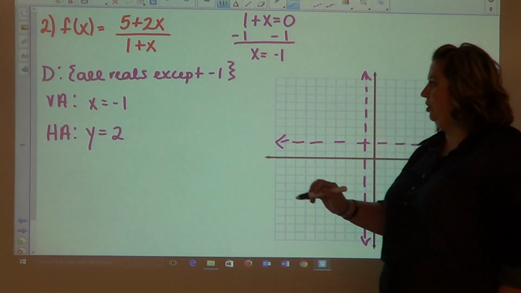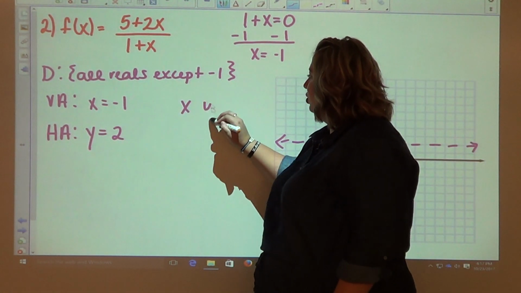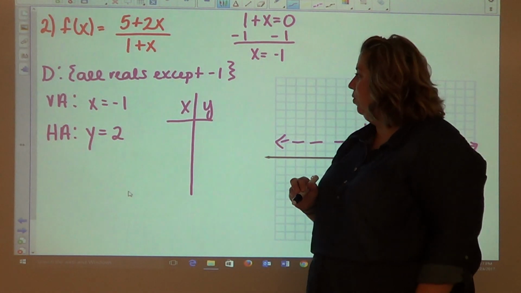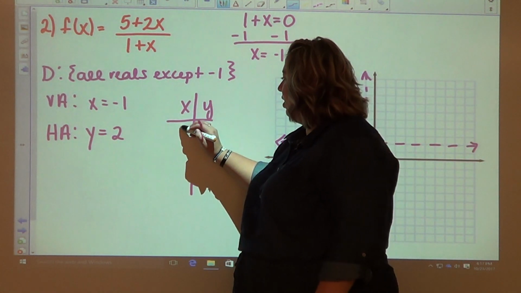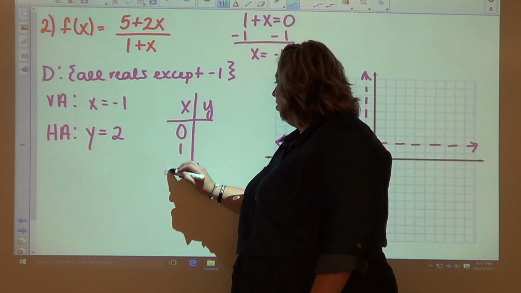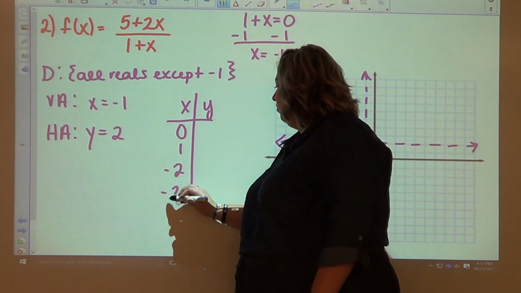Okay, then my t-chart. In order to graph, I need to pick 2 numbers on either side of my vertical. So my vertical is -1. If I pick 2 numbers greater, I would have 0 and 1. And then 2 numbers smaller, -2 and -3.